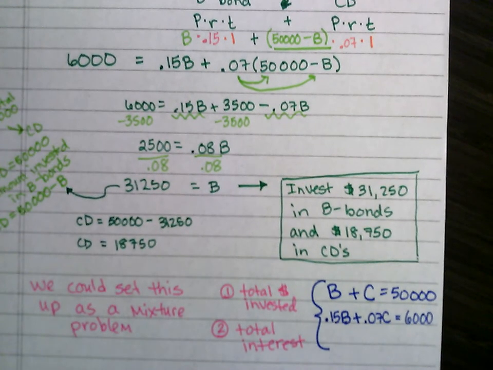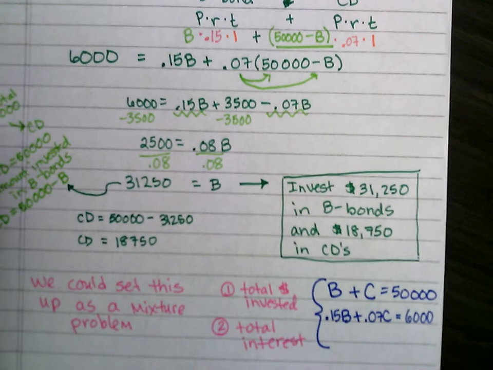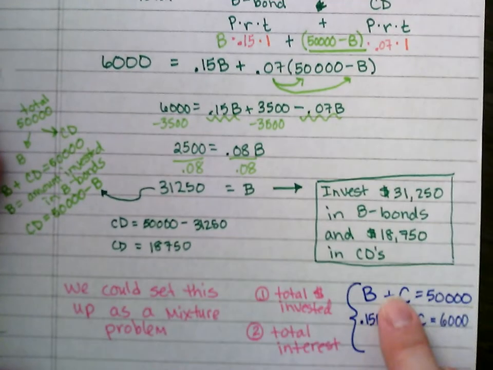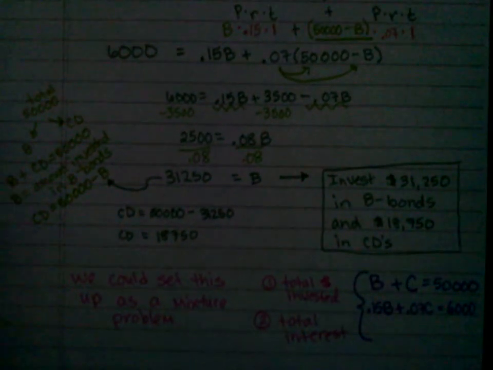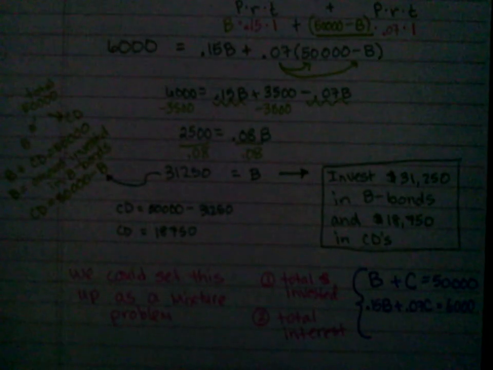Now, if we were going to solve this by substitution, we could subtract that C from both sides or subtract the B from both sides, whichever way you want to go. And we would have an equation.